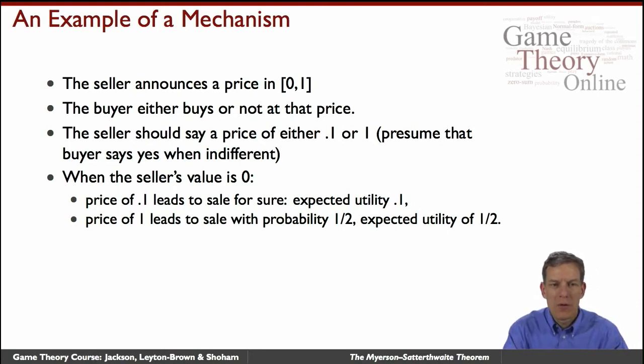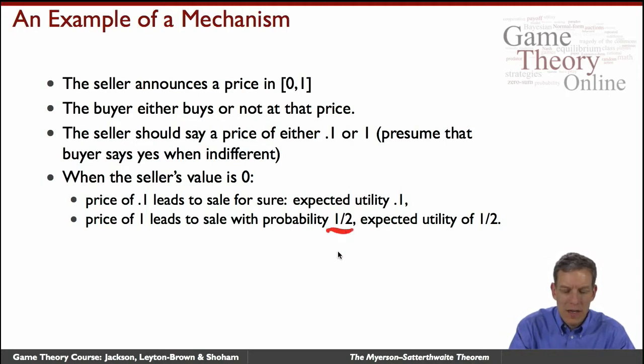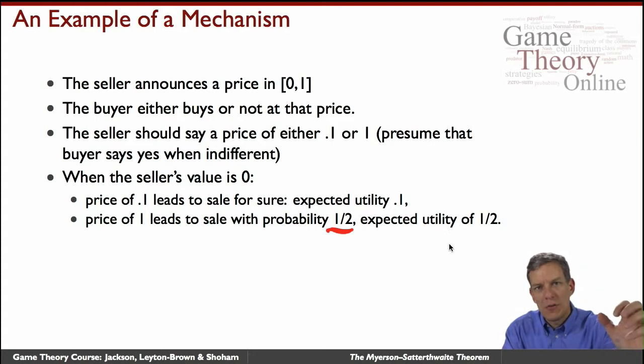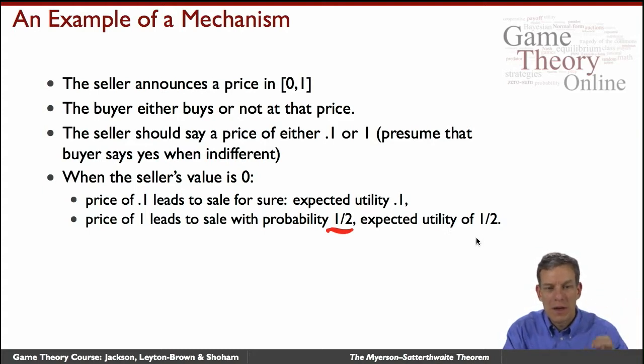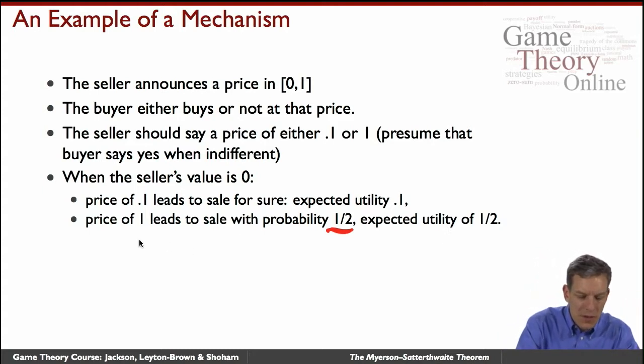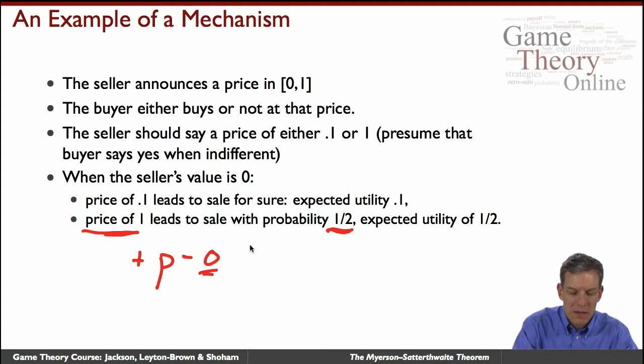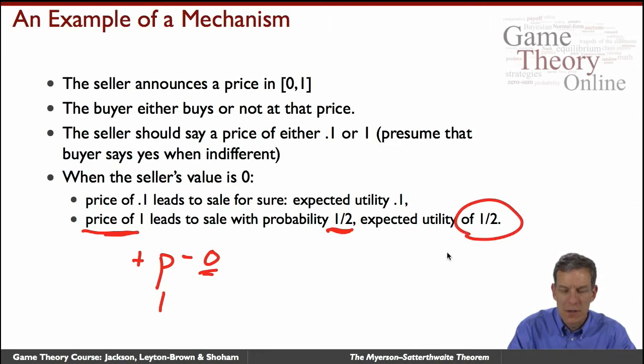What happens now if the buyer's types are equally likely? I'm going to sell only to the high type, and my expected utility is I'm going to sell at a value of 1 when the value is high. So the seller's value from a transaction in this case is going to be plus P and then minus the value of the seller, which is 0. So they don't lose anything by giving it away. They get plus P. So in this case, they're getting a price of 1, probability a half. They get a utility of a half.